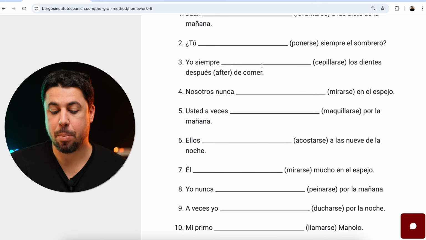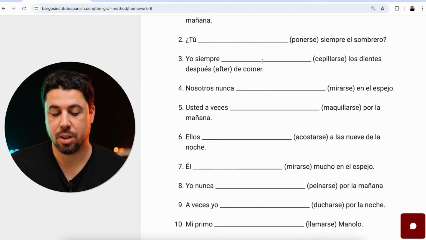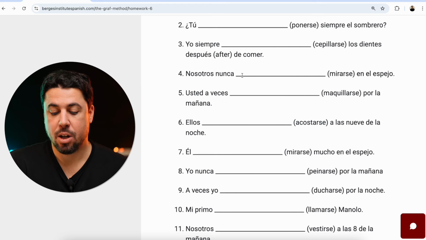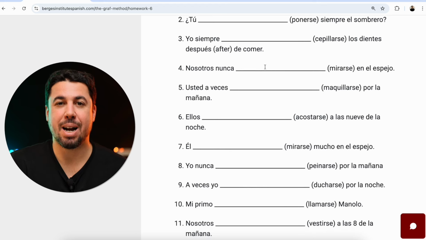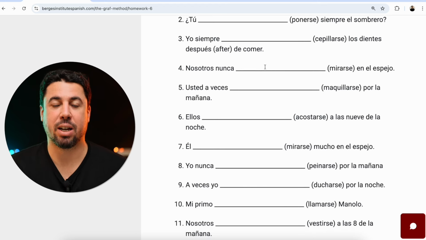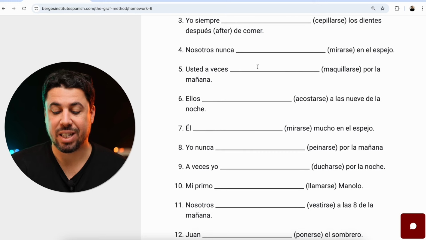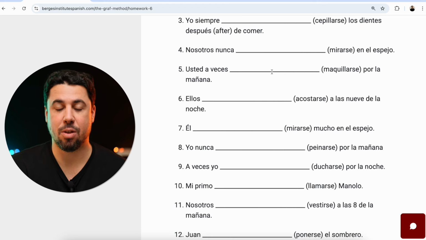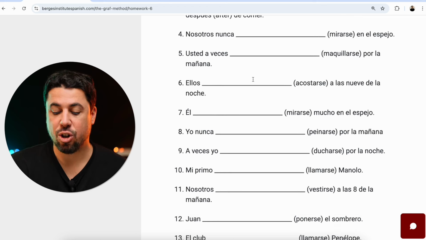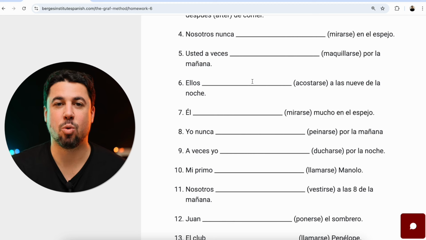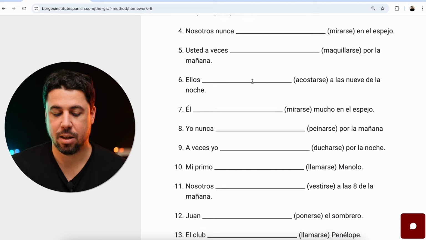3. Yo siempre me cepillo los dientes después de comer. I always brush my teeth after lunch or after eating. Nosotros nunca nos miramos en el espejo. We never look at ourselves in the mirror. Ustedes a veces se maquillan por la mañana. You all sometimes put on makeup in the morning. Ellos se acuestan a las 9 de la noche. They go to bed at 9 at night.